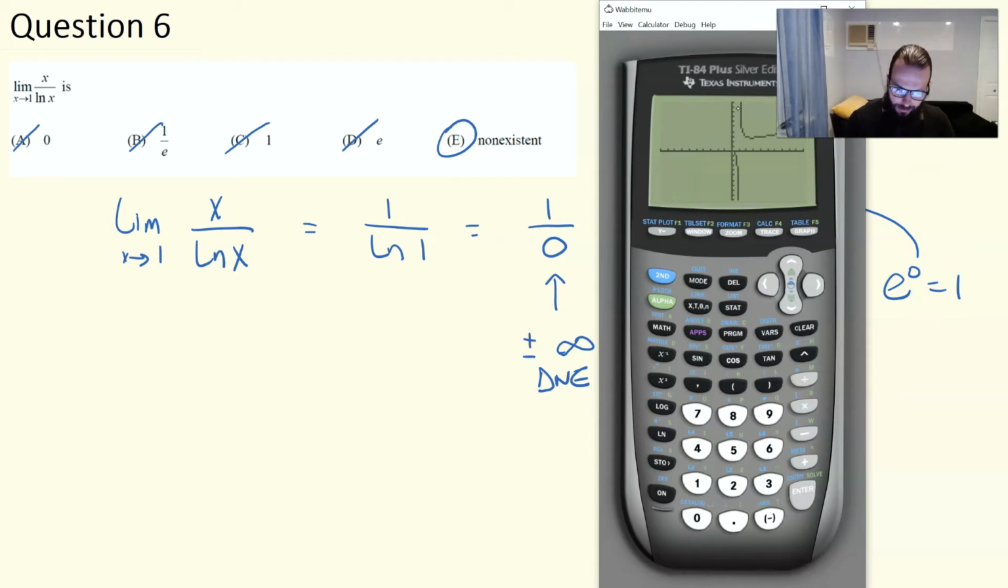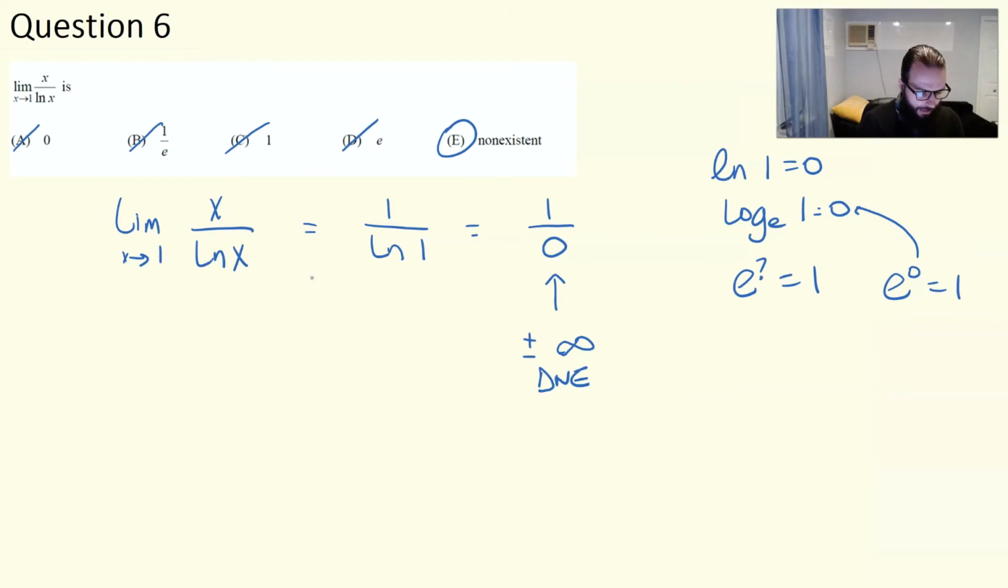And we'll see here that we have our 1, we have the asymptote. And we see that the left side is going down toward negative infinity and the right side is going up toward positive infinity. So the left-hand limit is negative infinity, the right-hand limit is positive infinity, which means that our limit does not exist. So the answer is E. We can use process of elimination, or we can use a graph here.